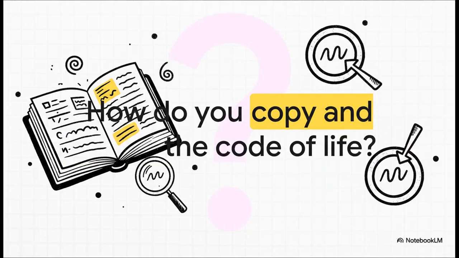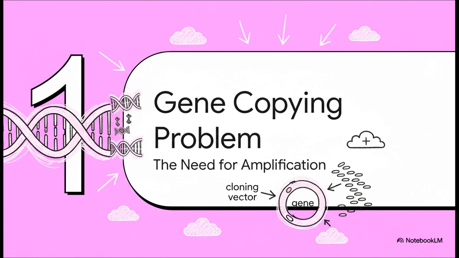So, just imagine for a second that you're looking at the entire instruction manual for an organism, its genome. It's massive, and you want to find just one single sentence, one gene, and make a whole bunch of copies of it. How on earth would you do that? Well, that's the big question we're going to answer today. And that brings us right to our first section, the gene copying problem.